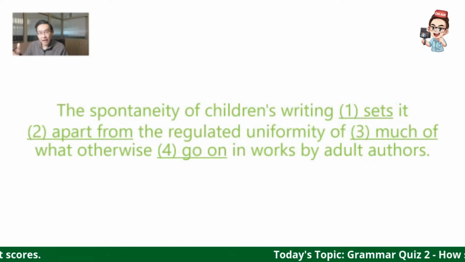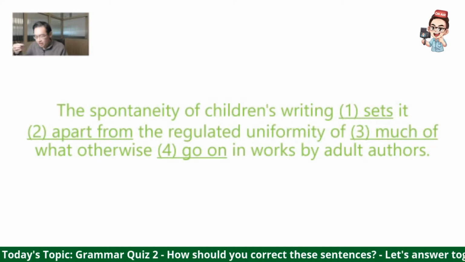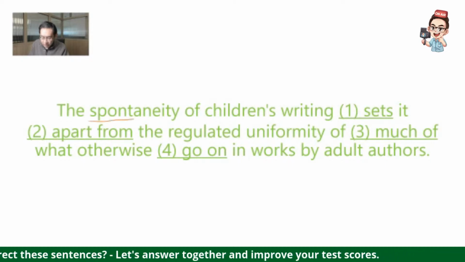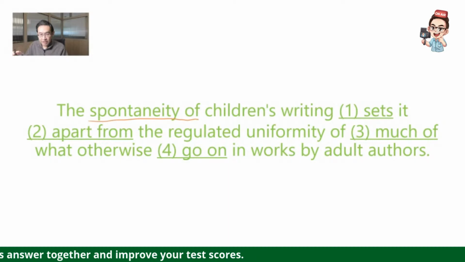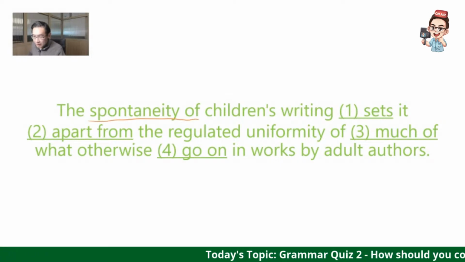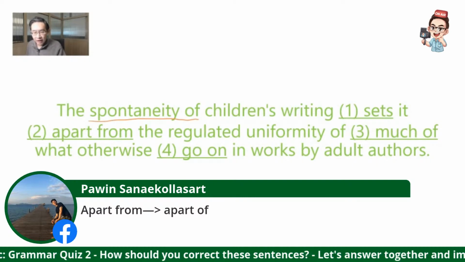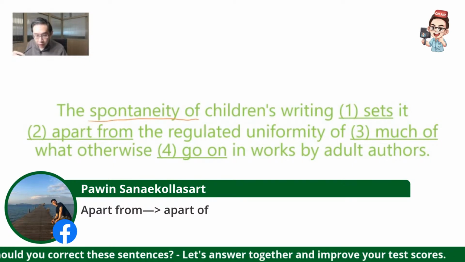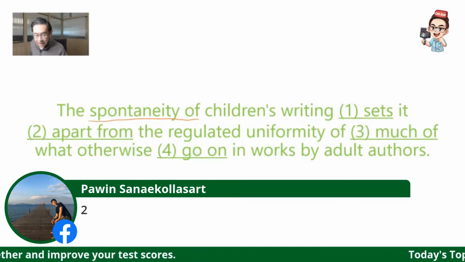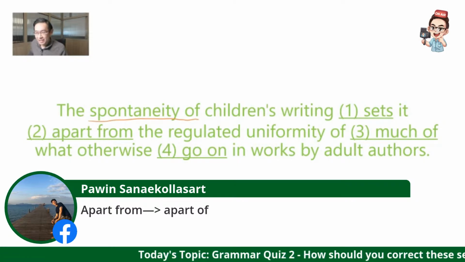Okay, let's now look at the meaning of this sentence. So it's talking about the spontaneity of children's writing. So let's look at the word spontaneity. Does anyone know what it means? This means, oh, looks like we have an answer. Okay, so thank you, Pawin. So you said apart from should be a part of. So you think number 2 should be changed, right? Okay, we'll find out the answer in a moment. But first of all, thank you so much for sharing your answer.